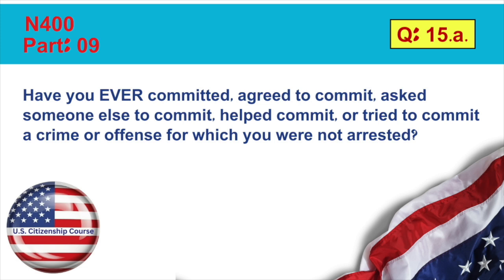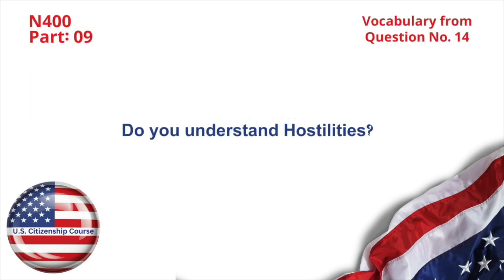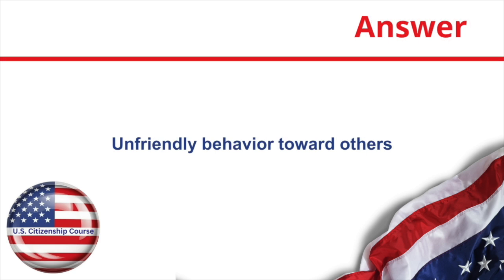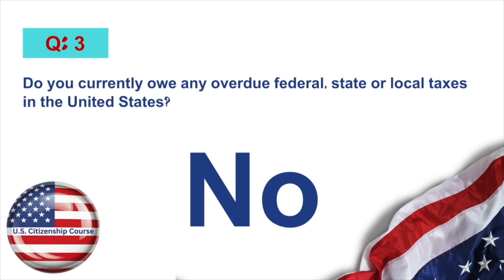Have you ever committed, agreed to commit, asked someone else to commit, helped commit, or tried to commit a crime or offense for which you were not arrested? No. Do you understand hostilities? Unfriendly behavior toward others. Do you currently owe any overdue federal, state, or local taxes in the United States? No.